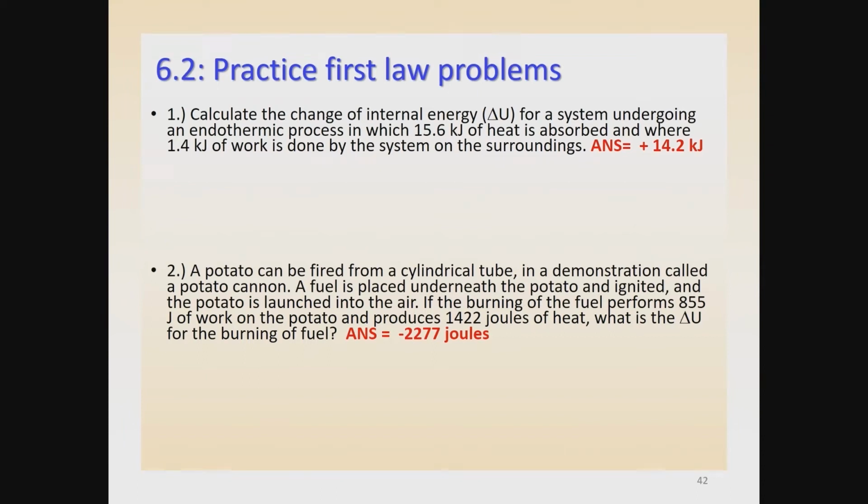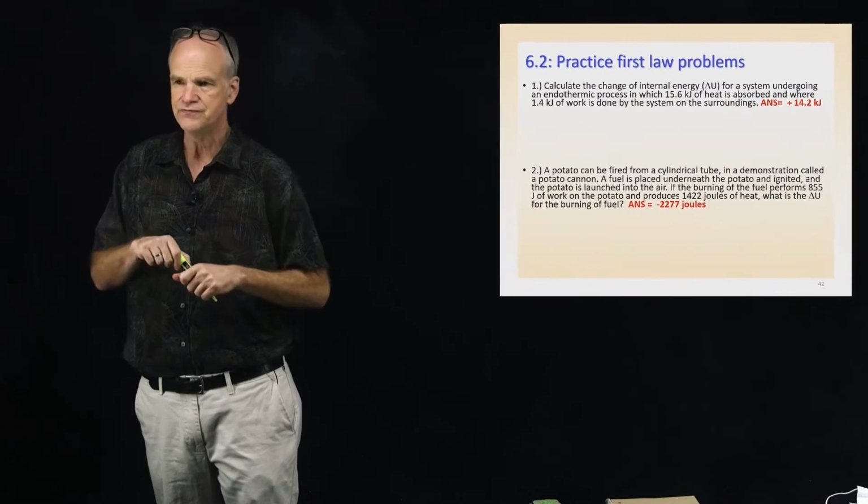Okay, so now what I want to do is some practice first law problems. The first problem is: calculate the change of internal energy for a system undergoing an endothermic process in which 15.6 kilojoules of heat is absorbed and where 1.4 kilojoules of work is done by the system on the surroundings. Okay, so we'll set this up on the light board.